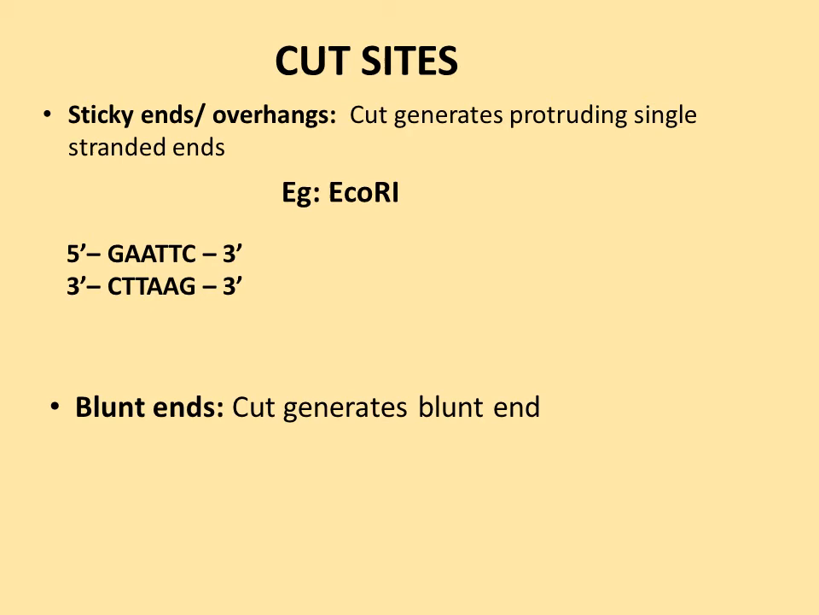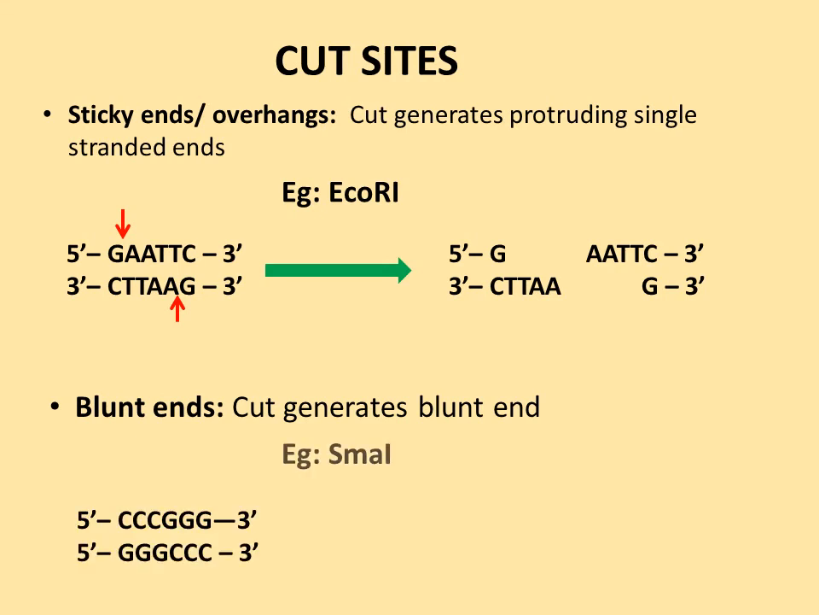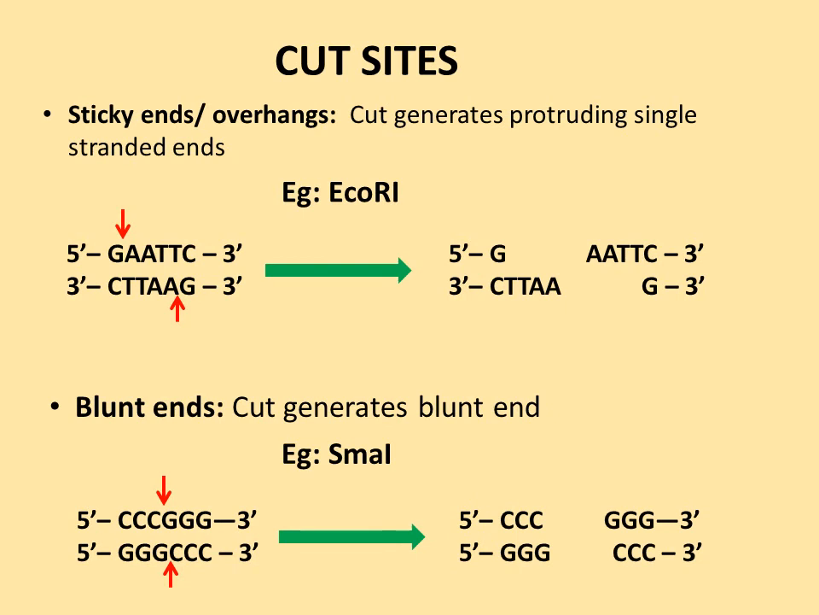EcoRI's cut site is depicted over here with the help of the arrows. After digestion, it produces these overhangs or the sticky ends. Whereas for blunt end generating enzyme, after digestion only blunt ends are produced. SmaI is an example of such an enzyme. The cut sites are shown over here. After digestion, it does not produce any overhang. Instead, blunt ends are produced.